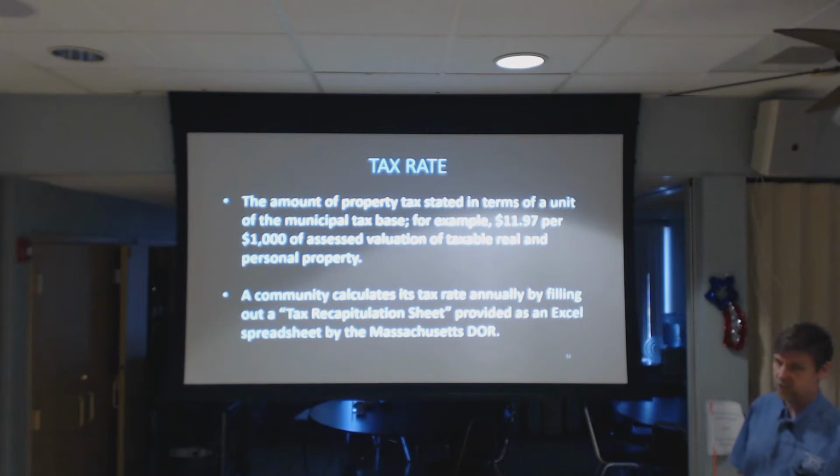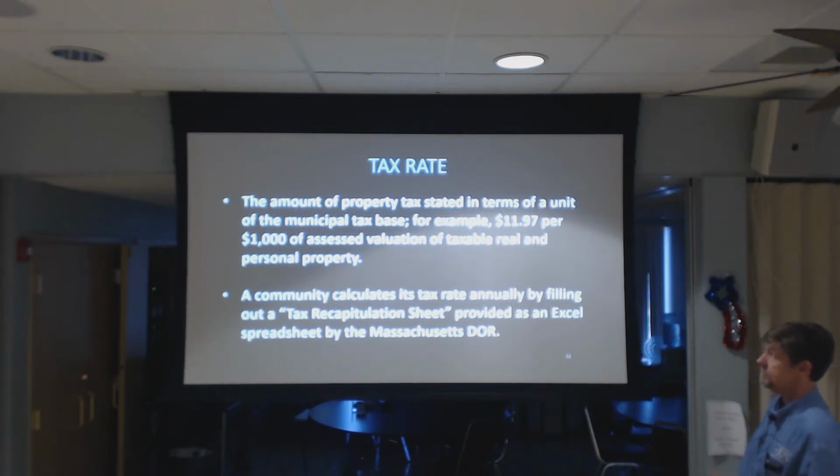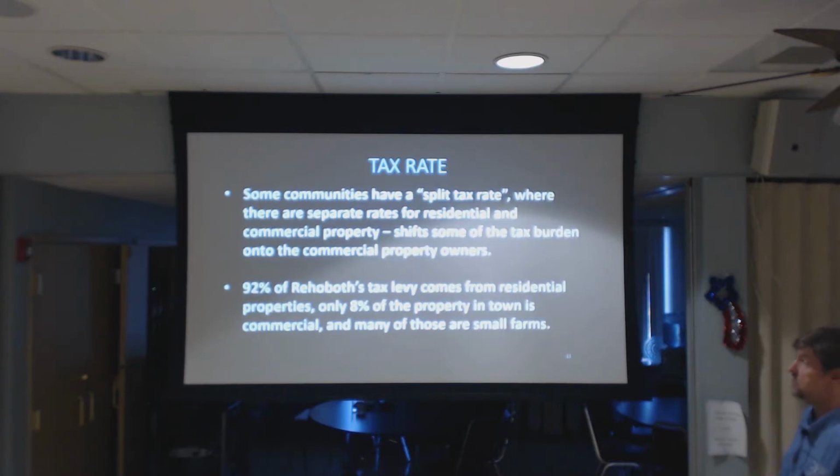So what is the tax rate? This is another thing that you often hear people talk a great deal about. Again, the technical definition of the tax rate is it's the amount of property tax stated in terms of a unit of the municipal tax base. For example, $11.97 per $1,000 of assessed value. A community calculates its tax rate annually by filling out that tax recapitulation sheet, which is provided as an Excel spreadsheet by the Department of Revenue.